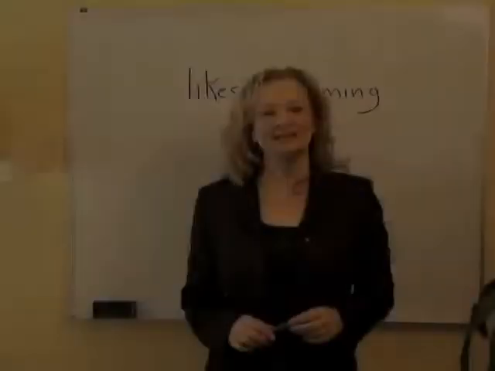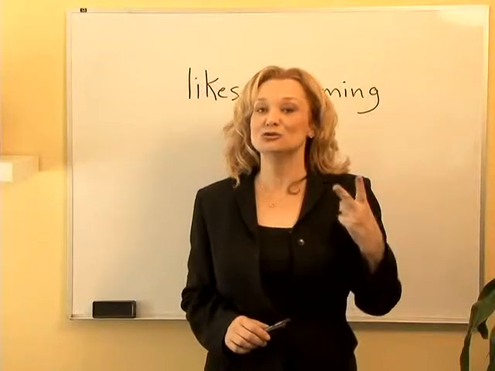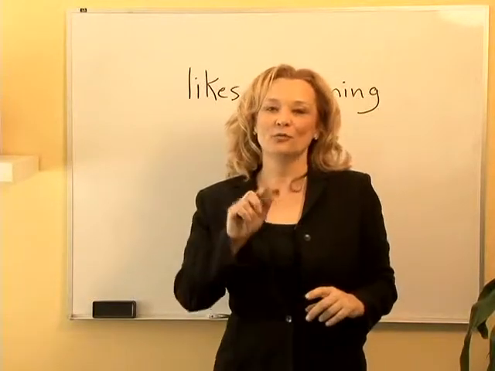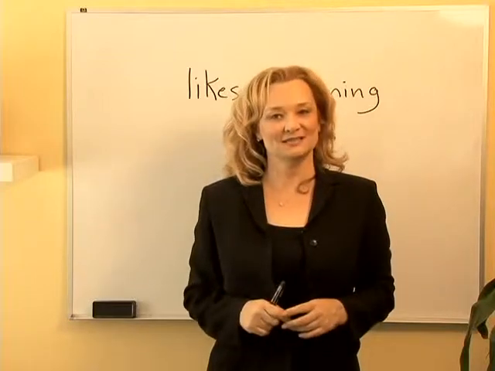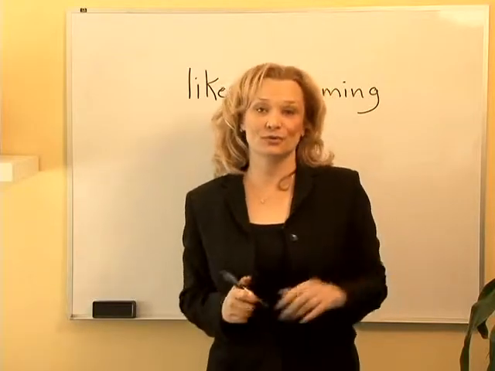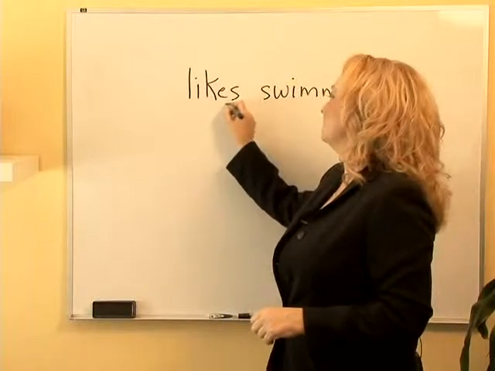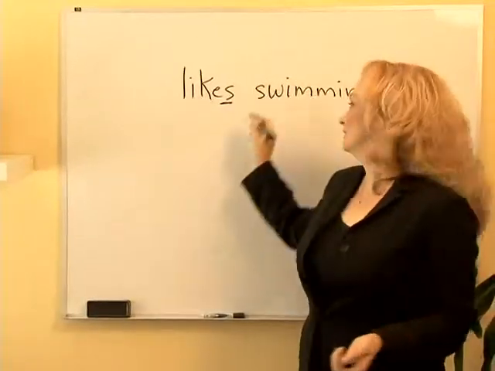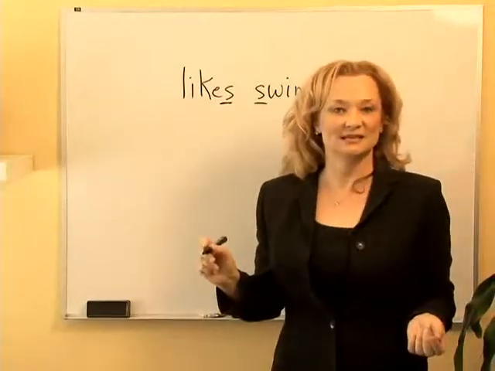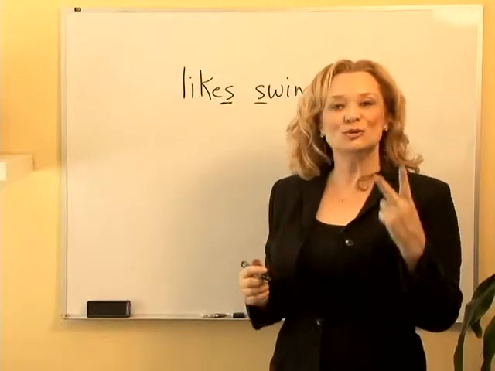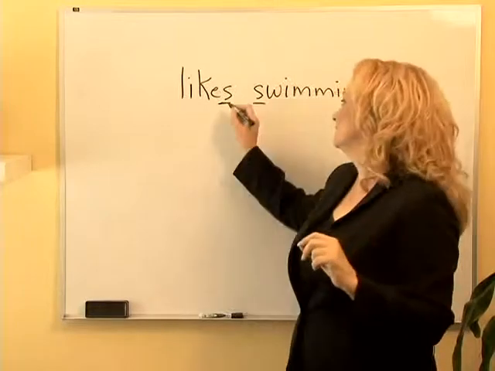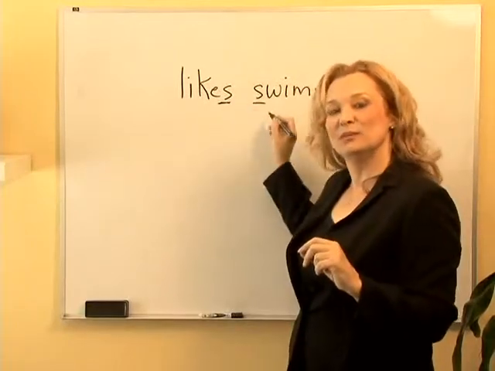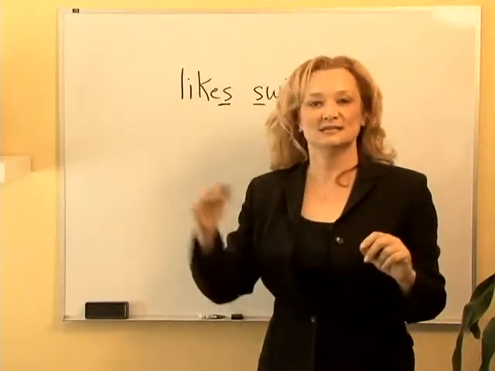Let's learn the rules of linking 2 consonants together, when one word ends in a consonant and the following word begins with a consonant. Let's look at the first rule. Here we have an S, likes, and here we have another S. When we have two same consonants, we only pronounce one. Likes swimming. We don't say he likes swimming.